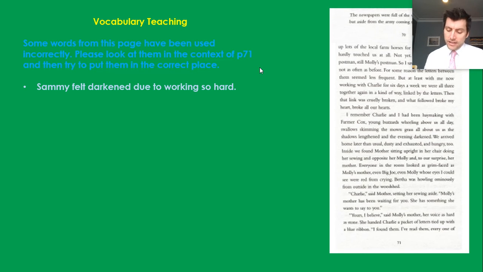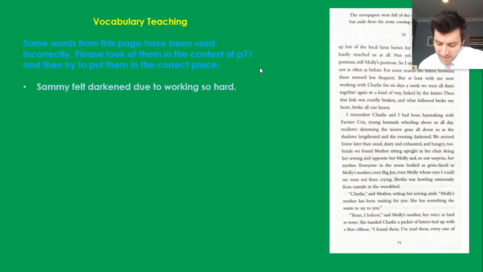I remember Charlie and I had been haymaking with Farmer Cox, young buzzards wheeling about above us all day. Young buzzards are a bird. Wheeling about tells us how they're moving in the sky. Swallows skimming the mown grass all about us as the shadows lengthened and the evening darkened. We arrived home later than usual, dusty and exhausted and hungry too.